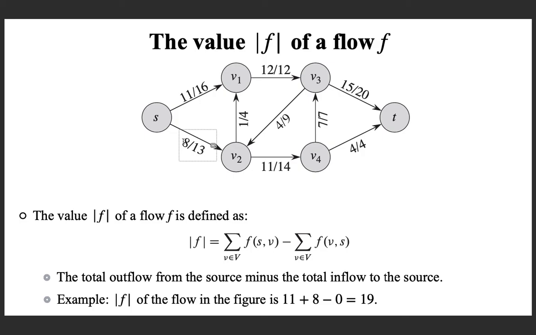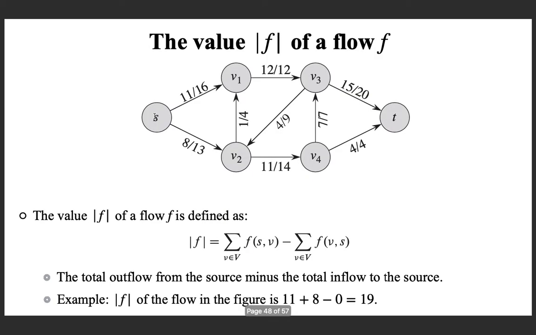So definitely it is total outflow minus total inflow, because suppose it sends out 19 units and at the same time it is receiving through some other edge, say 2 units, then the net must be 17. I hope you are getting it.